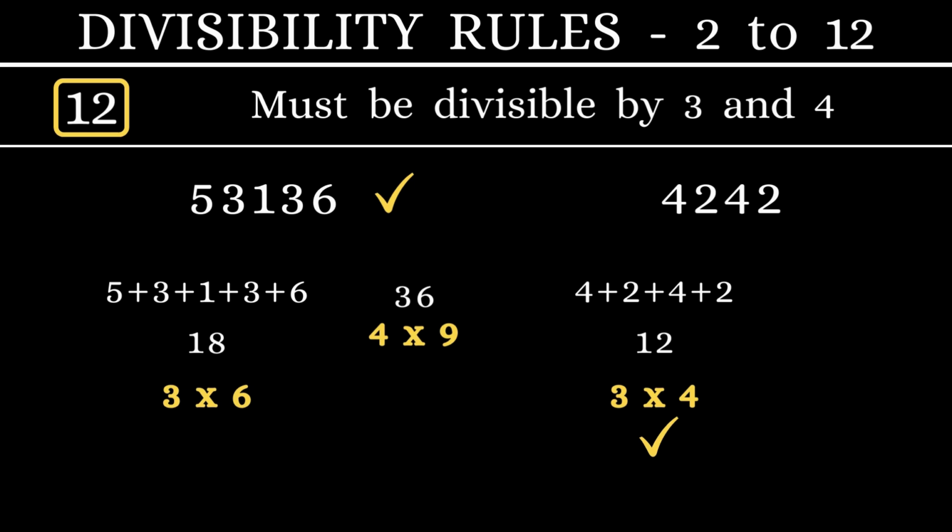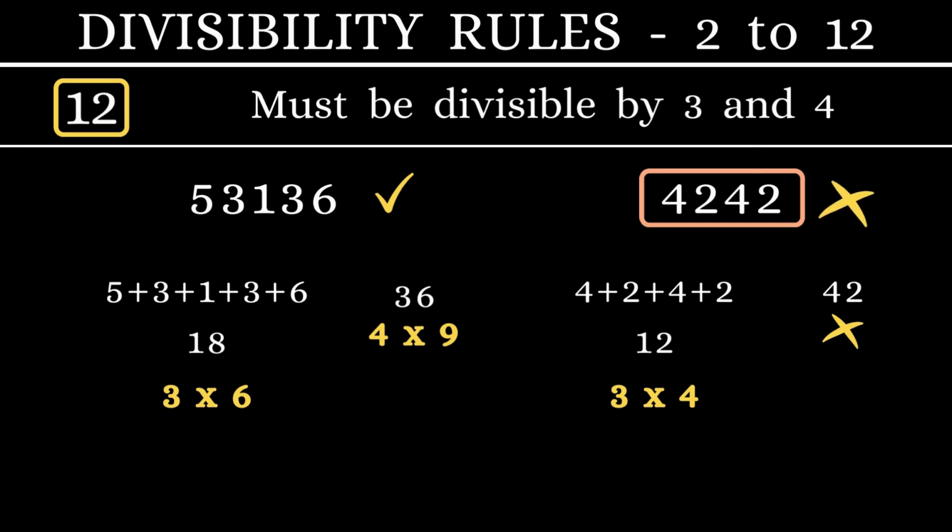Now let's also check if it is divisible by 4. The last two digits 42 is not a multiple of 4 and hence this number is not divisible by 4 and that further means that it is also not divisible by 12.